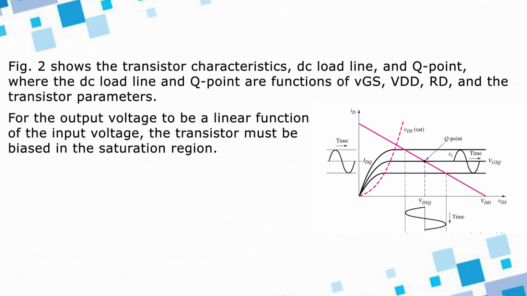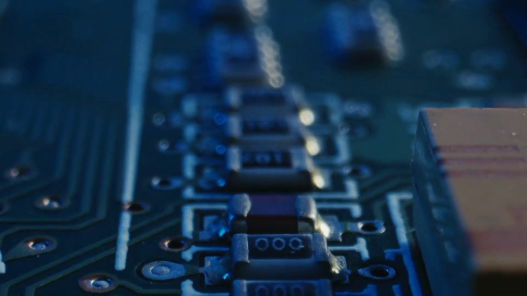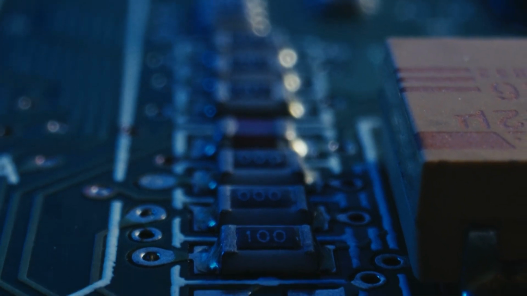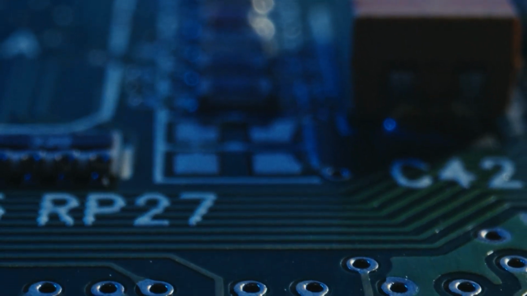So, this figure shows common source transistor characteristics, DC load line and sinusoidal variation in gate to source voltage, drain current and drain to source voltage. Here ID is in the y axis, that is the drain current, and the drain voltage is in the x axis. So, it is represented as VDS, and here we can see there is a Q point which intersects with the characteristics and the load line.